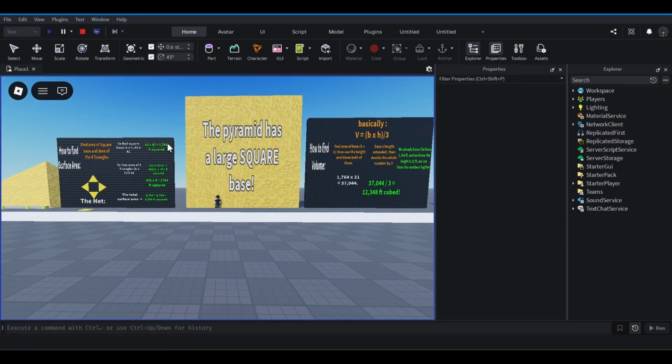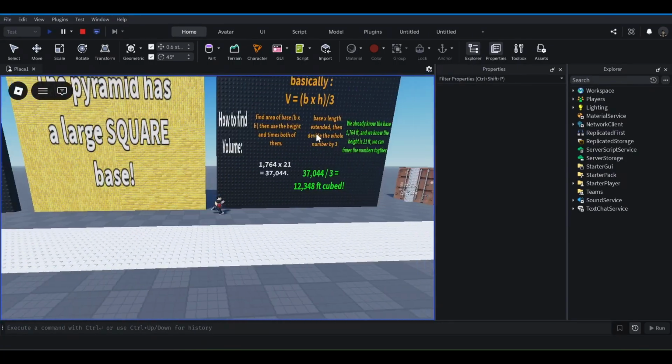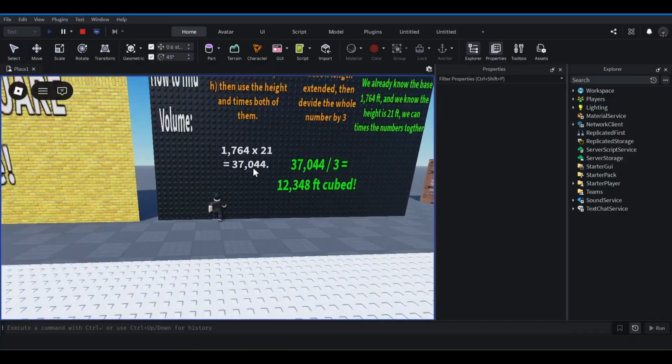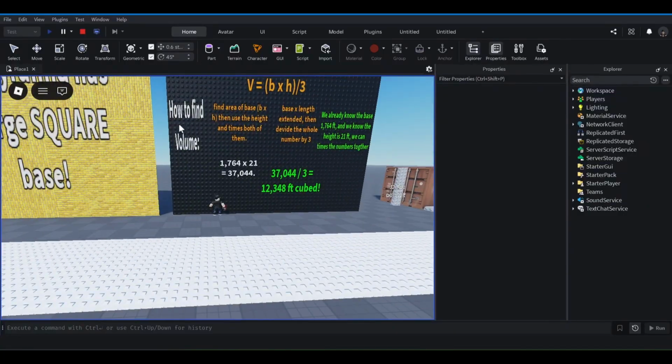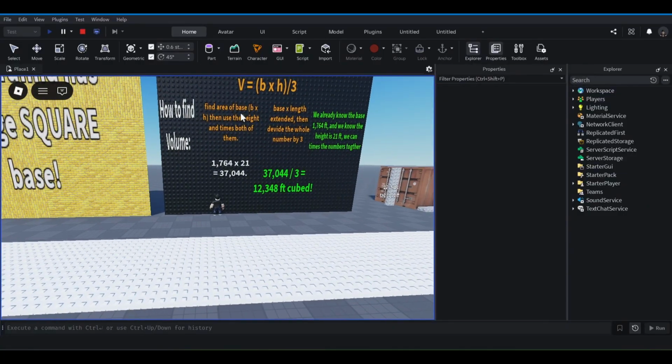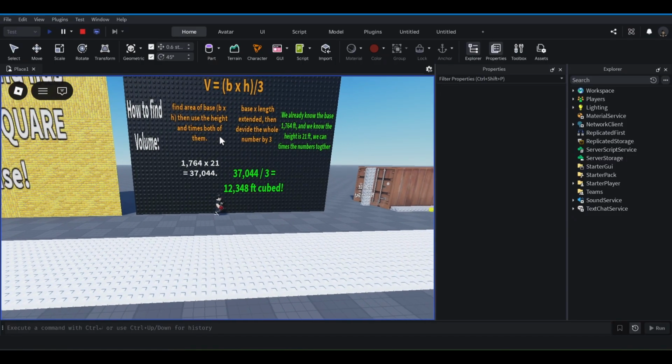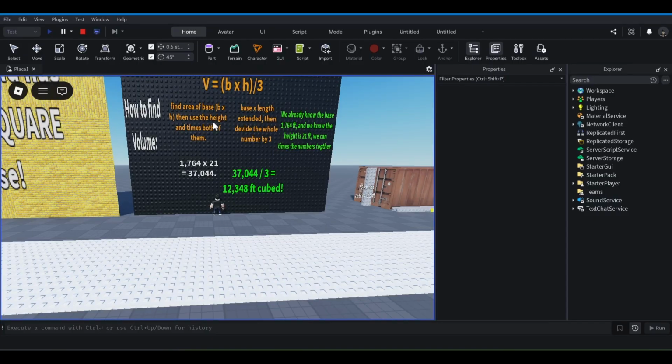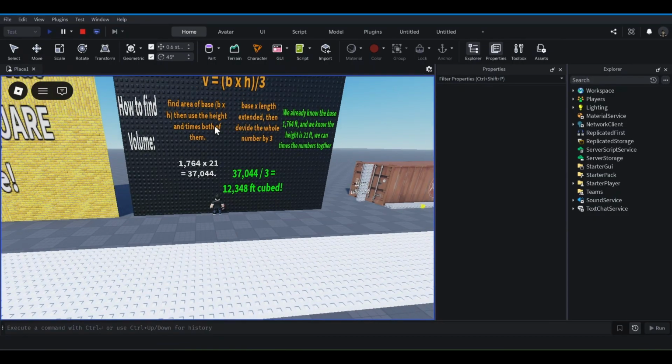And look, it's a large square base. Okay, I hope I didn't mess up here either. Okay, I didn't. So to find the volume, you have to find the area of the base, which is base times height. Then use the height times both of them. What does that even mean? Use the height and times, but you have to times both the base times height with the height.